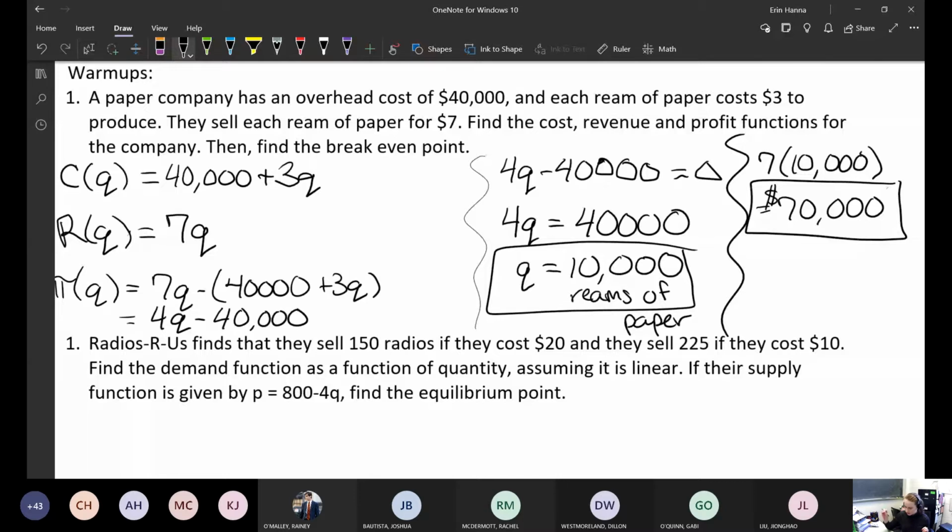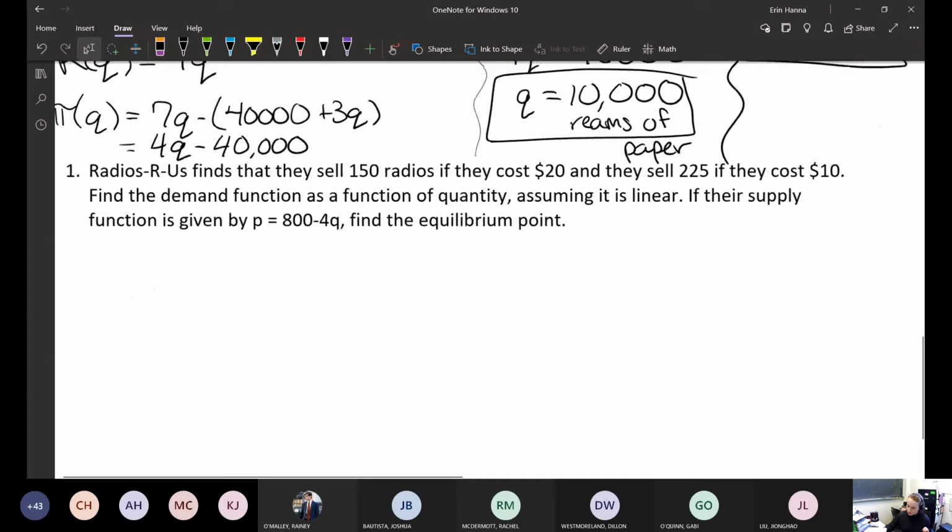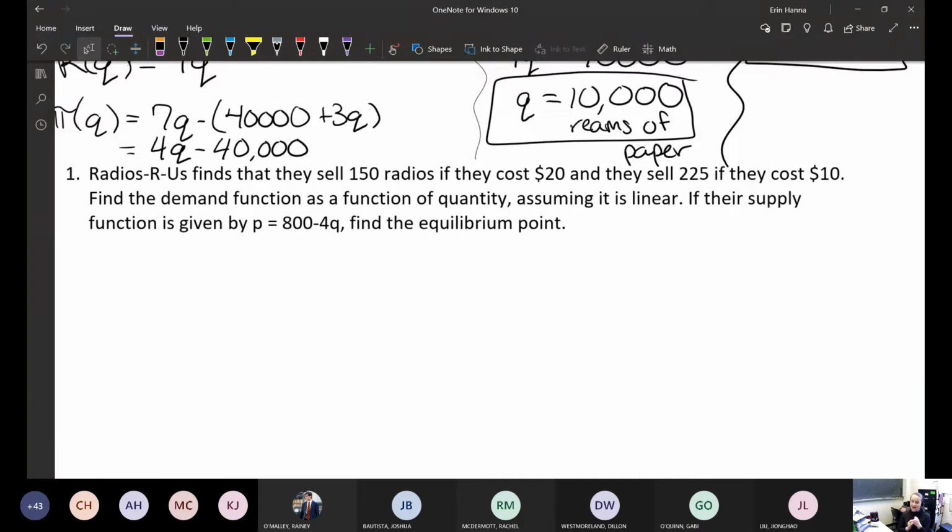Questions, concerns about that question before we do the supply and demand one? Okay. So, Radios R Us finds that they sell 150 radios if they cost $20 and 225 if they cost $10. Find the demand function as a function of quantity, assuming it is linear.